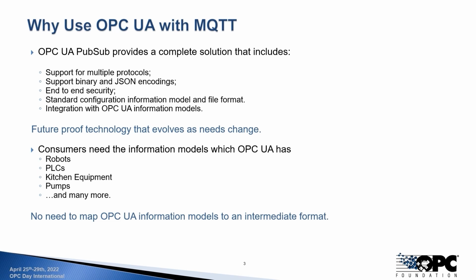And you get that integration with OPCUA over MQTT. This is particularly important because a lot of times people assume you take this information out of the information models, put it into some intermediate format, and you lose all this information when it's sent over the broker. You don't need to do that anymore.